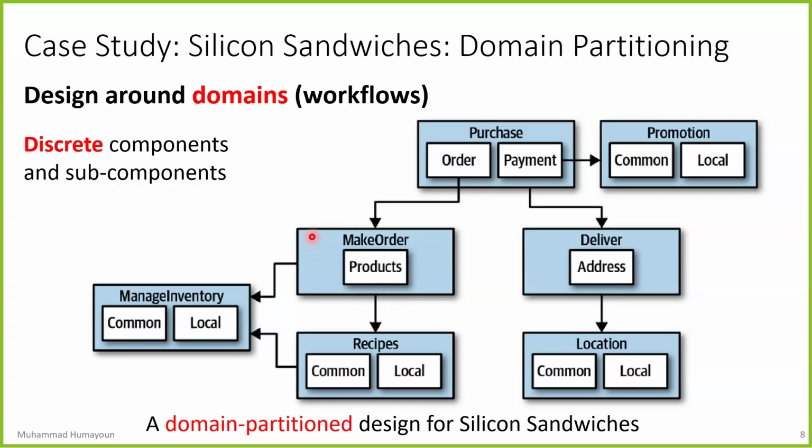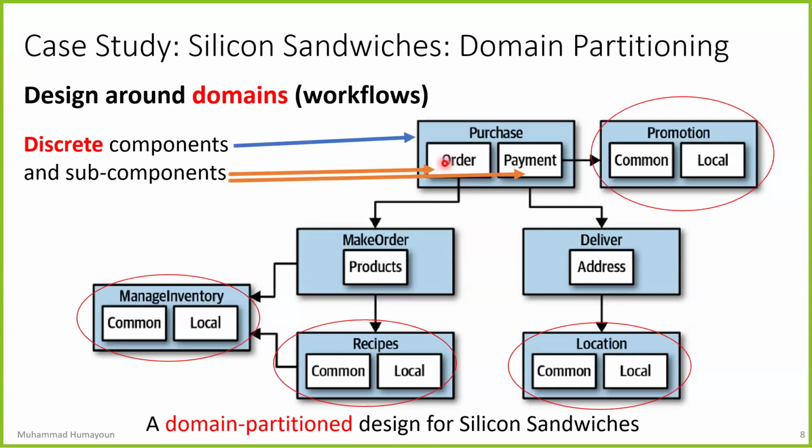And then you have a make order workflow. You have a manage inventory workflow. You have a location workflow because it's about maps. You have a deliver workflow. You have promotions, national and domestic workflows. You have a purchase workflow. So your design is formed around the domains or workflows. So here you got discrete components like this one, big ones. And within that, you got some sub-components, like in purchase, you got order and payment.